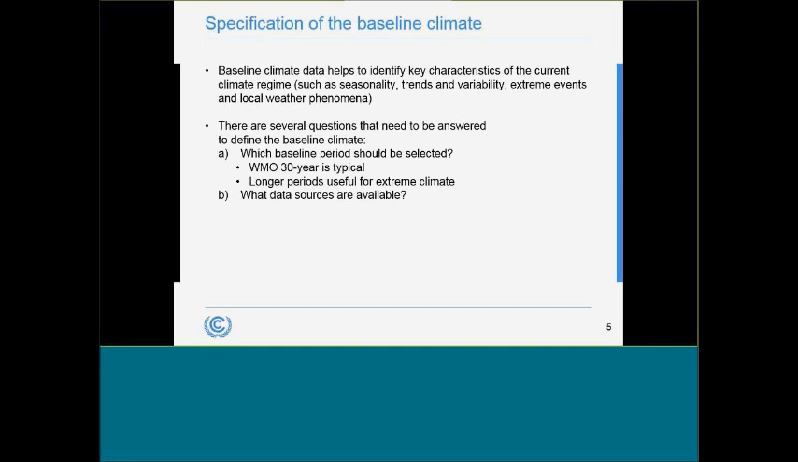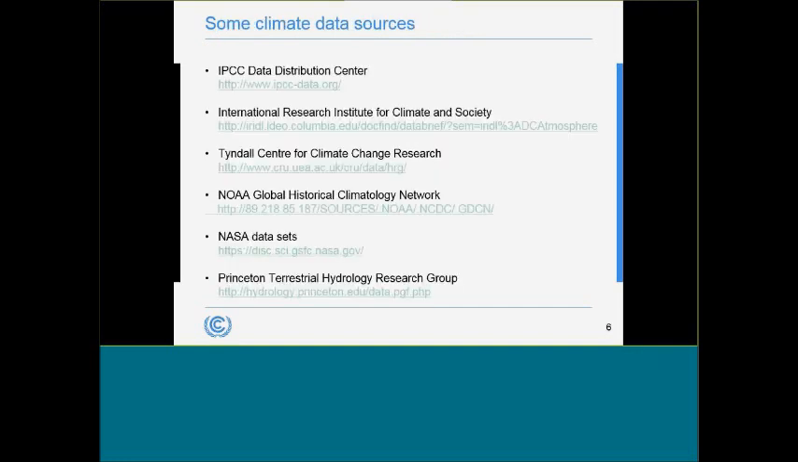So what data sources are available? Here are some with some websites. The IPCC Data Distribution Center is a good place to start. It has access to a lot of the climate model projections. The International Research Institute at Columbia University has a lot of observed data. The Tyndall Center for Climate Research has a gridded global data set.